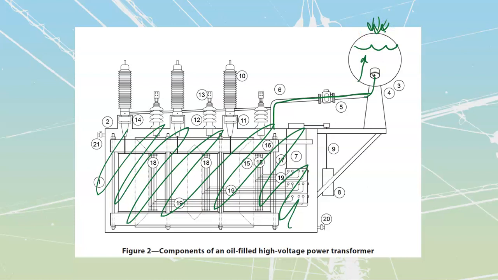We don't want the air inside of the transformer. We want to keep all of the air inside of the tank, any little bits of air that we're going to have back and forth.